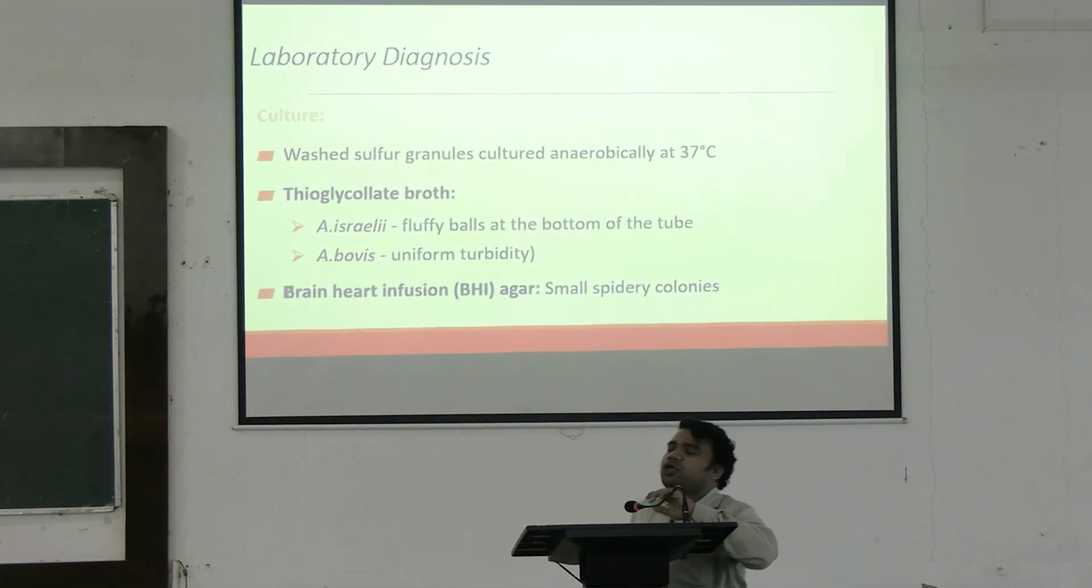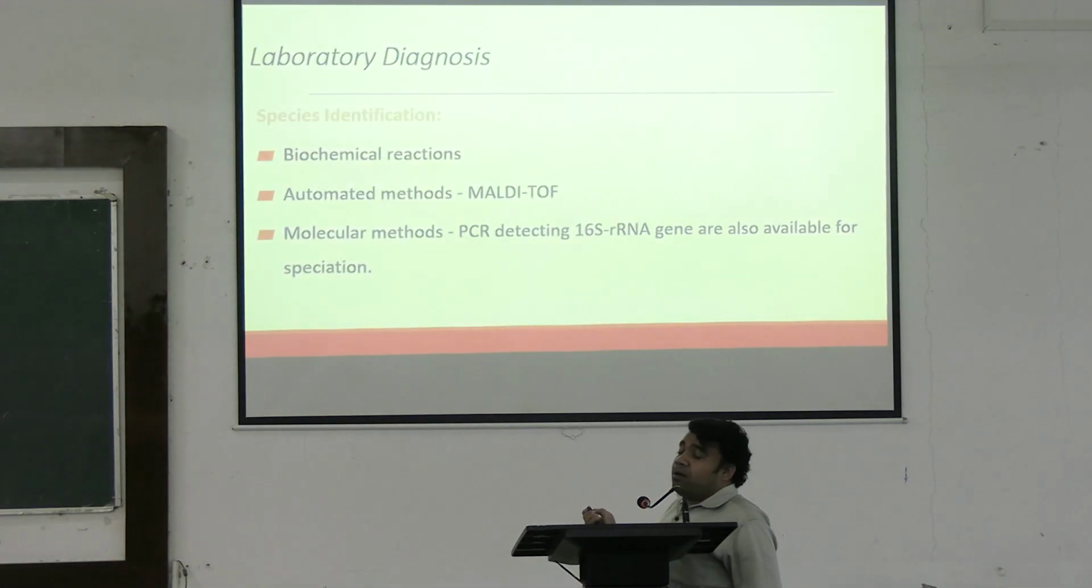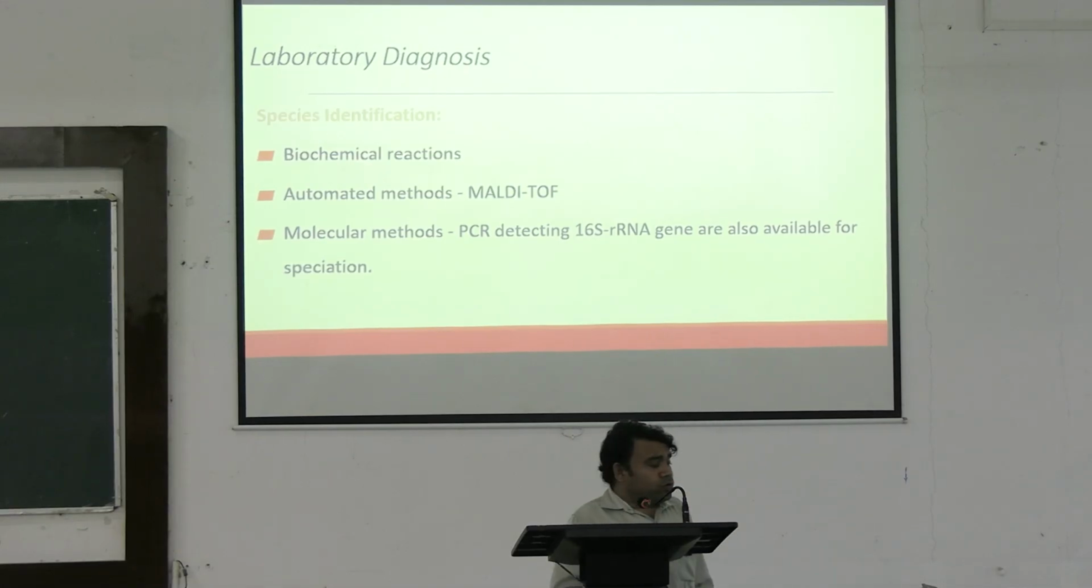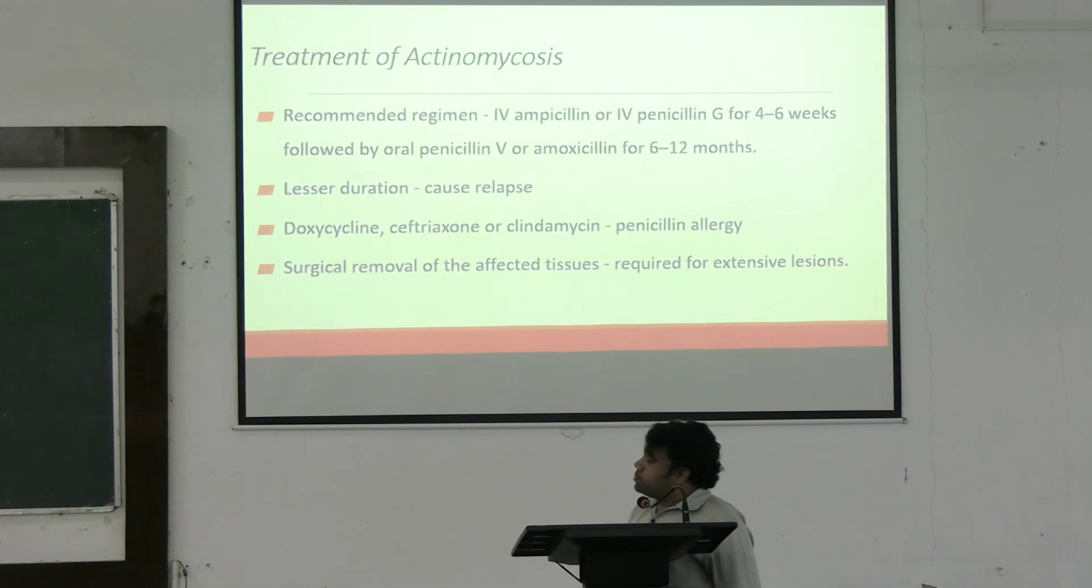So these are the two very common methods by which we can diagnose actinomyces. Culture can also be done on various media like thioglycollate broth or brain heart infusion broth, and for identification, more commonly automated methods like MALDI-TOF or molecular methods are used. Otherwise, we can also go for classical identification, but it is tedious and laborious and takes a long period of time. Penicillin is the recommended drug of choice. Alternatively, doxycycline can be given.